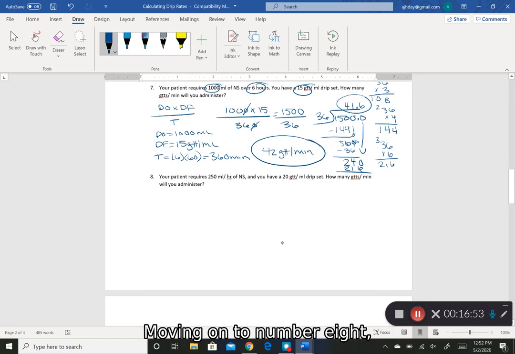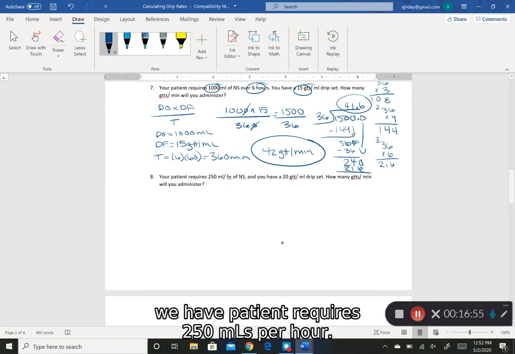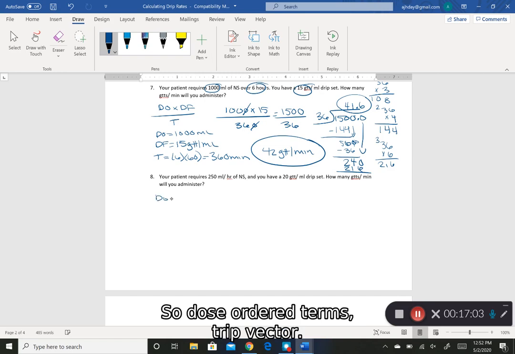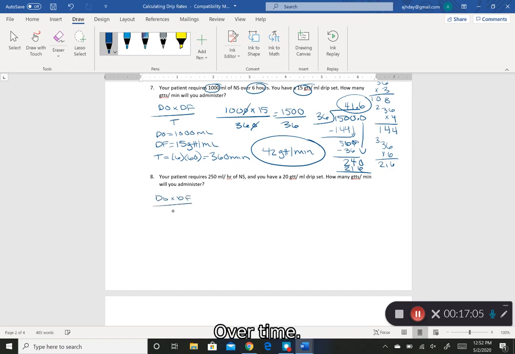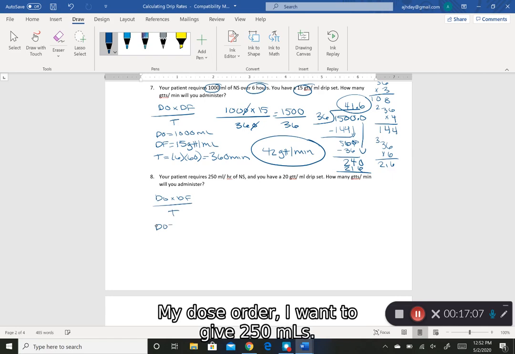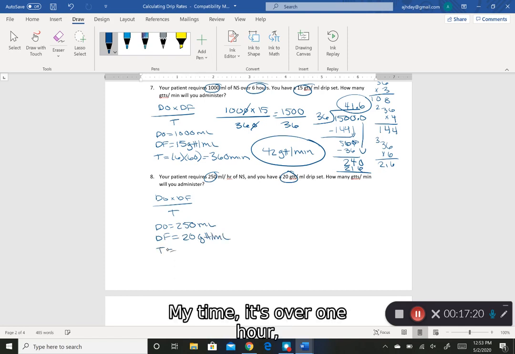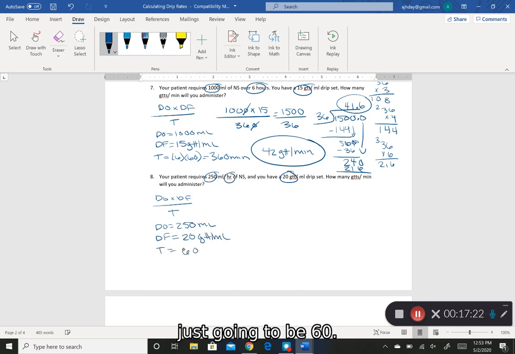Moving on to number 8. We have patient requires 250 mLs per hour. We have a 20 drop per ml set. So dose ordered times drip factor over time. My dose ordered, I want to give 250 mLs. My drip factor, I have a 20 drop per ml set. And my time, it's over 1 hour, so it's just going to be 60.